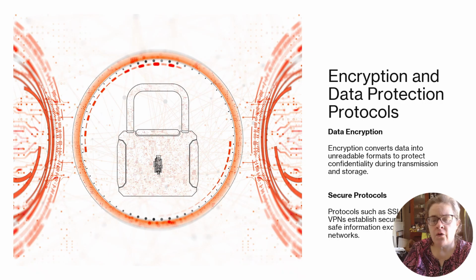Encryption transforms data into unreadable formats to protect it during transmission and storage. Protocols like SSL and TLS, though you'd use TLS, not SSL. TLS has replaced SSL, and VPNs, or virtual private networks. So Transport Layer Security is what we're talking about. TLS and VPNs provide secure channels for information exchange.